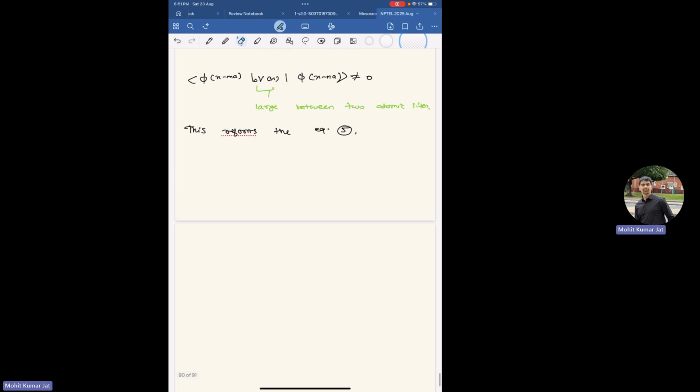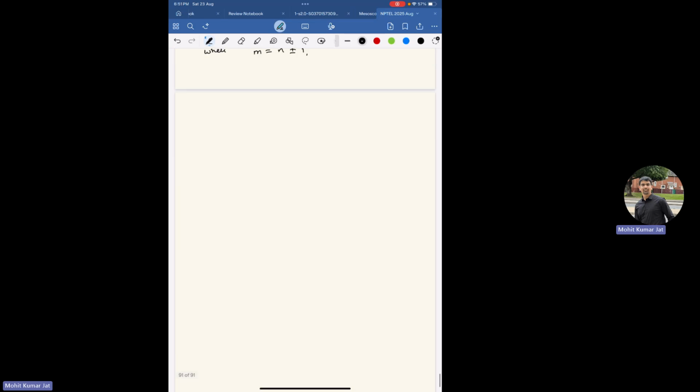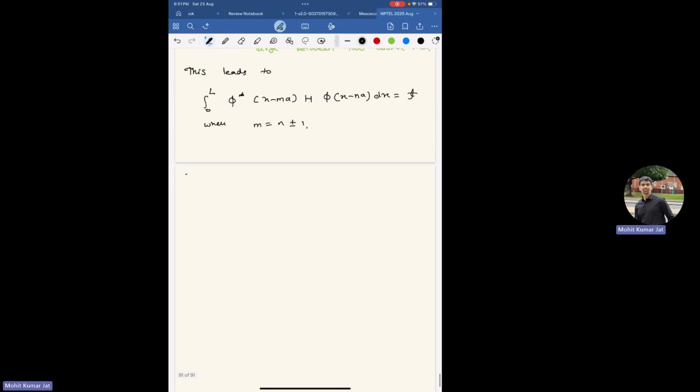Let's then define that this leads to the integral from 0 to L. What will be the hopping parameter if it hops from nearest neighbor? The integral of phi star(x minus ma) H phi(x minus na) dx will be equal to t, where m is equal to n plus or minus 1. Simple, right? Now this reforms equation number 5.